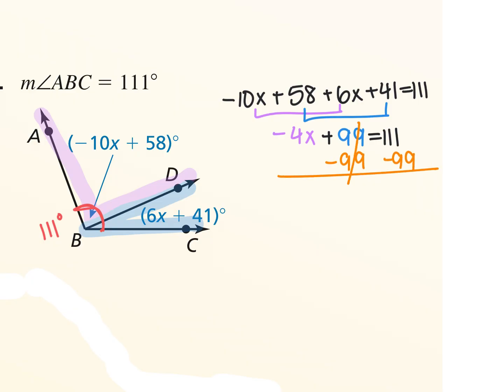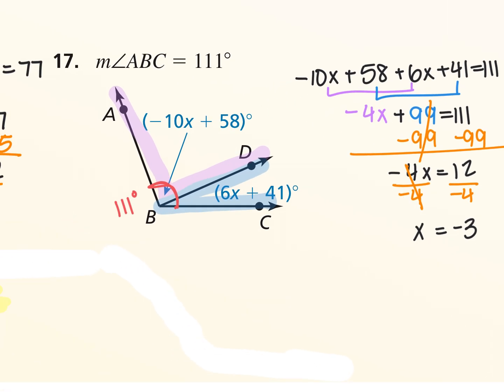I'm going to go ahead and subtract 99 from both sides. If you subtract correctly, you're going to get negative 4x equals 12. Divide both sides by negative 4. I'm going to end up with x equals negative 3. Same thing I did before.